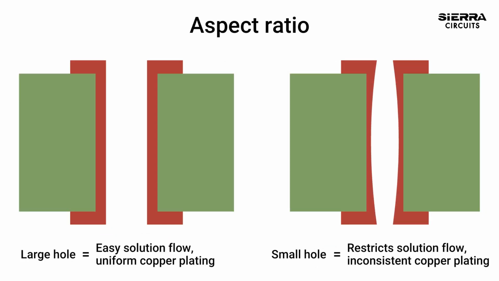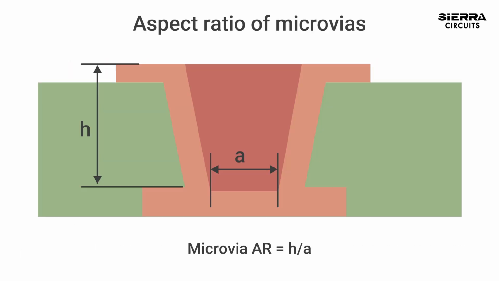The aspect ratio decides a PCB's reliability. It determines the ability to deposit copper effectively inside the vias. Ideal aspect ratio here is 10:1. For a through hole, the aspect ratio is the ratio between the PCB thickness and the diameter of the drilled hole. For microvias, it's the ratio between the depth of the hole to the diameter of the drilled hole. Ideal aspect ratio here is 0.75:1.